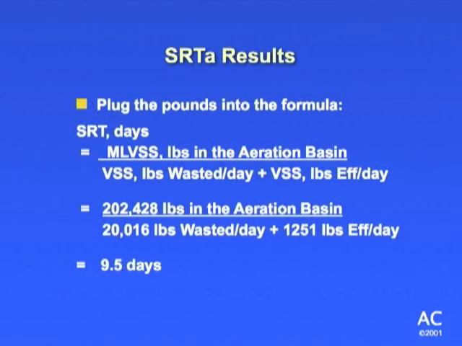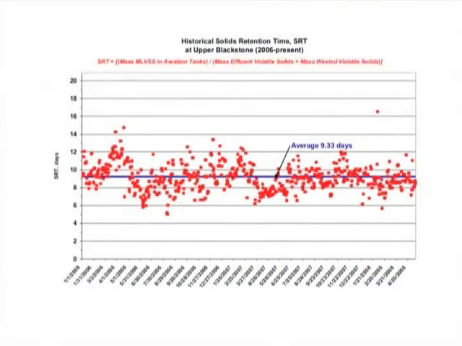All right, so then you're going to plug all these into the pounds formula. So your MLVSS 202,428 pounds, and then your pounds wasted 20,016, and then your pounds of solids going out in your effluent a day, and then divide it. In this case, I came up with 9.5 days. And here I have a slide showing what you've typically been doing out here historically, and your average is 9.33 days.